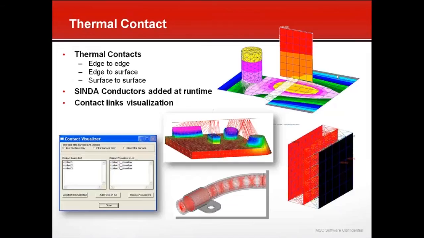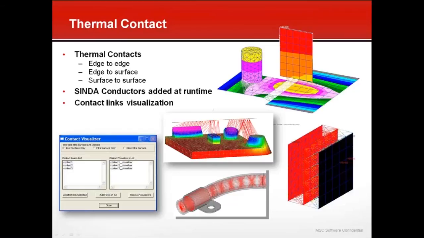I want to say a little bit about contacts, because thermal contacts are very important, in spacecraft models and also in terrestrial models. There are PC boards and things. You might have edge to surface or edge to edge, or chips on boards that are surface to surface. So we can model an edge to edge contact like you see here, a surface to surface like you see here, or an edge to a surface.